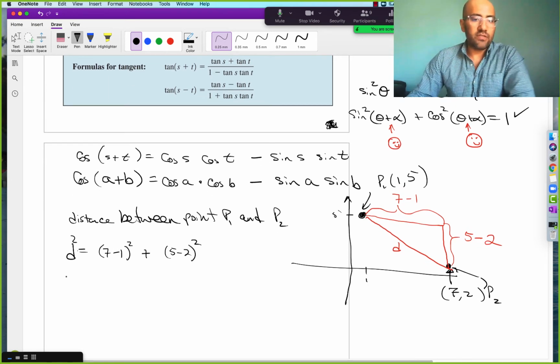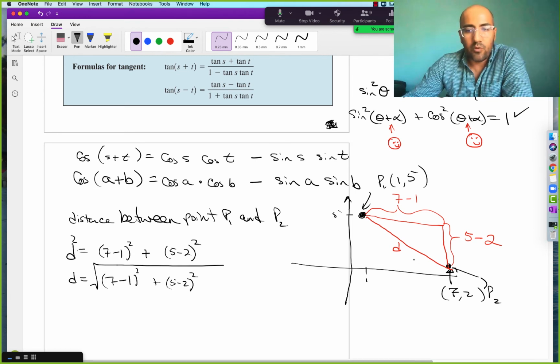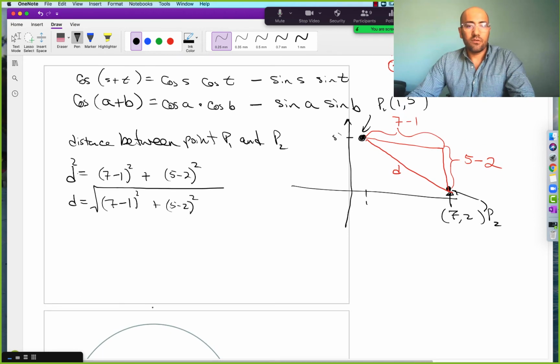And then you just take the square root of both sides. So d equals the square root of 7 minus 1 squared plus 5 minus 2 squared. And then you just take the square root of that whole thing. Because we're looking for a positive answer, the distance between these 2 points has to be a positive answer, so I ignore the minus. Technically it's supposed to be plus or minus the square root. Is everyone with me? Any questions?